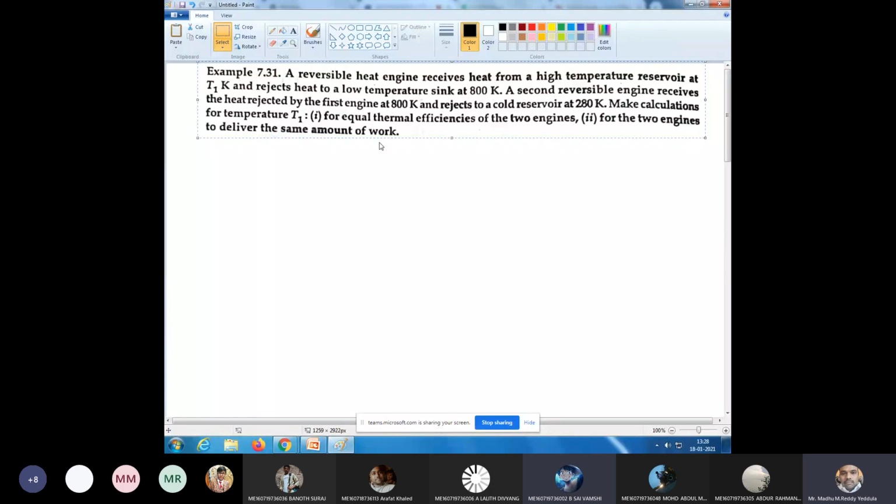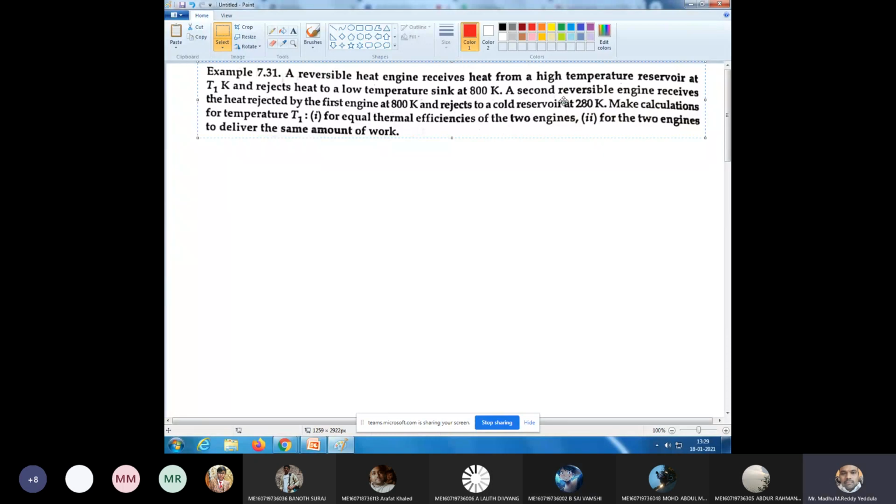A reversible heat engine receives heat from a high temperature reservoir at T1 Kelvin and rejects heat to a low temperature sink at 800 Kelvin. A second reversible engine receives the heat rejected by the first engine at 800 Kelvin and rejects to a cold reservoir at 280 Kelvin. So how many engines are there? There are two engines. One engine's output is used as input for the other engine. Got it? So let me draw the figure.